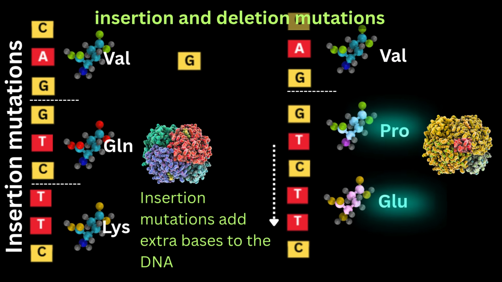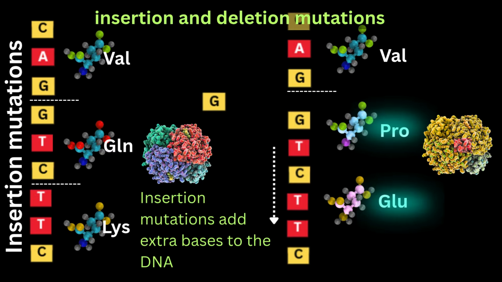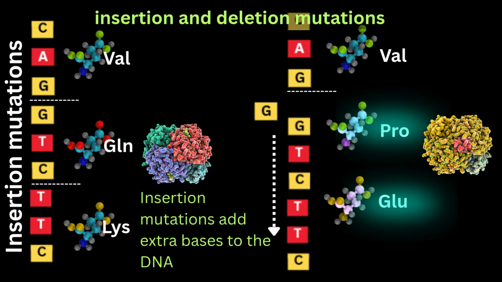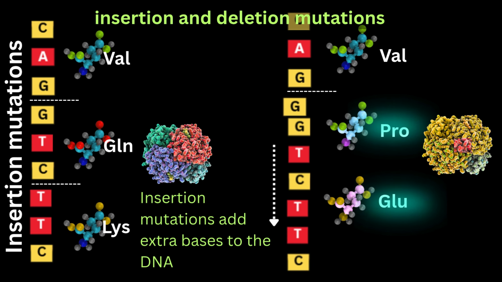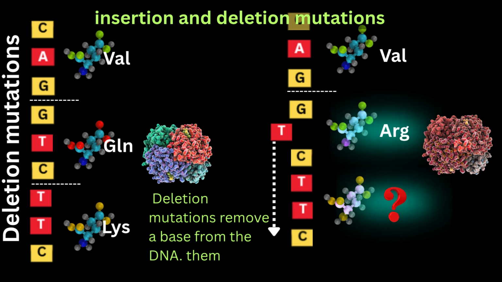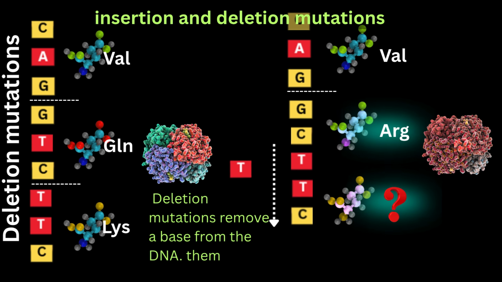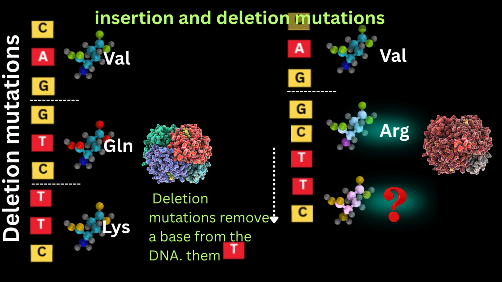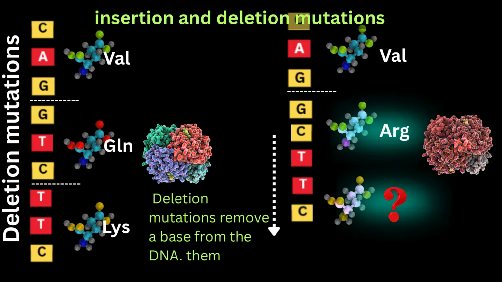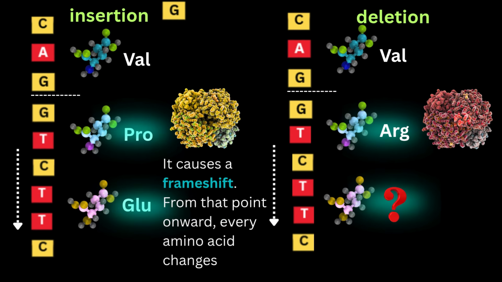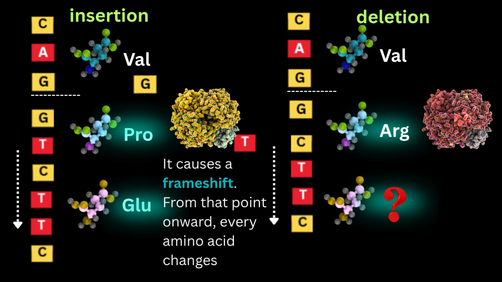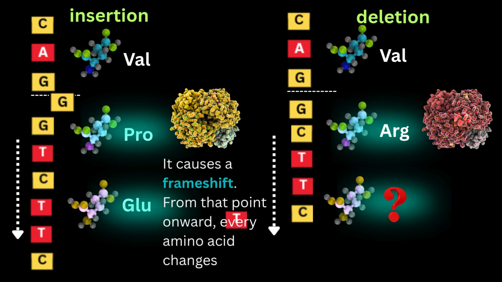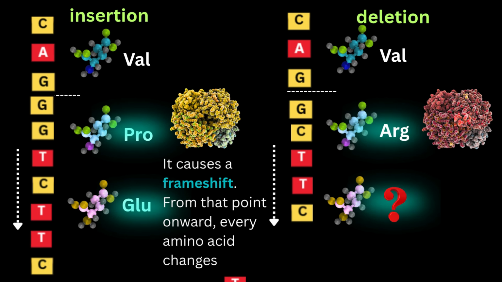Now, let us examine insertion and deletion mutations. Insertion mutations add extra bases to the DNA, while deletion mutations remove them. If the number of bases added or deleted isn't a multiple of 3, it causes a frameshift. From that point onward, every amino acid changes, often resulting in a completely non-functional protein.